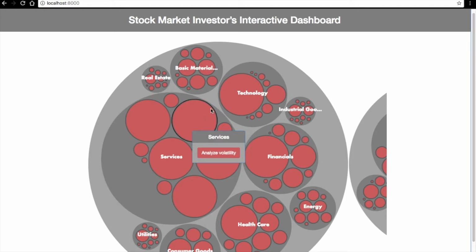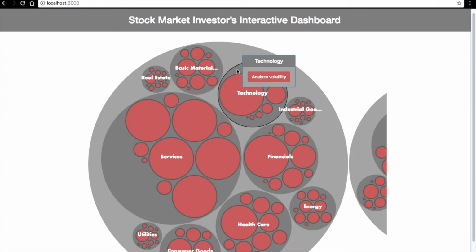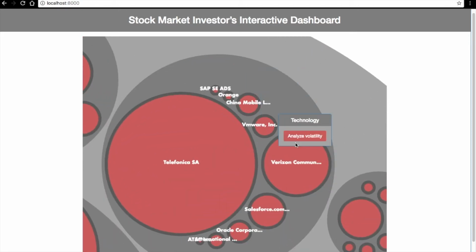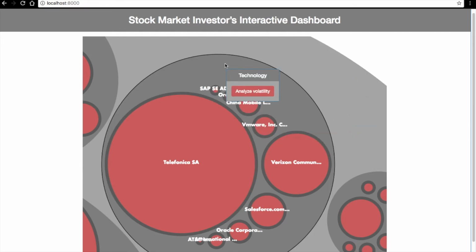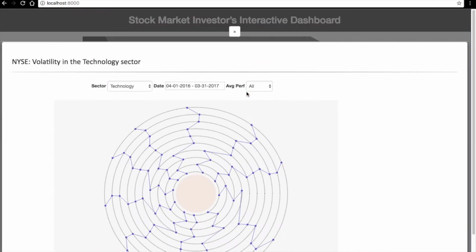Now, as an investor, I'm right now interested in technology, so I would just go in technology and click on it, and I see various stocks within technology like Orange, China Mobile, VMware. Now, if I want to analyze technology sector, I would just click on Analyze Volatility here, and this leads to a spider visualization, which is something like this.